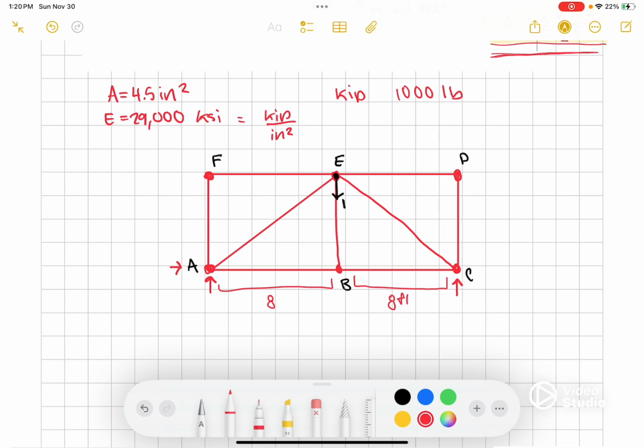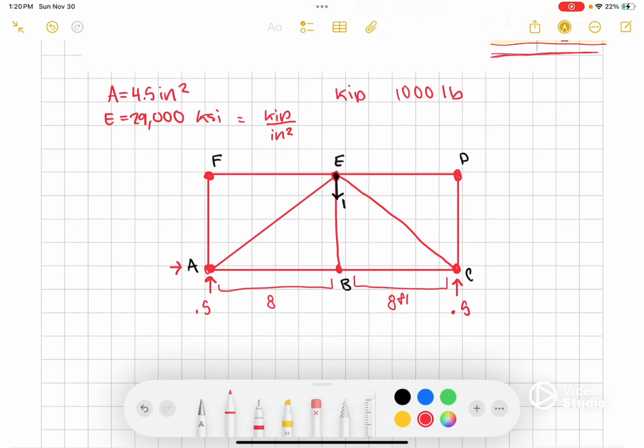So a moment about A is created. We've got E, so 1 times 8, and then we're going to divide that by 16 to find a reaction at C. So we're going to have a 0.5 reaction at C, and because there's no horizontal reaction here, we know that we're also going to have a 0.5 reaction at A to add up to 1 here. So let's start trying to solve this member.